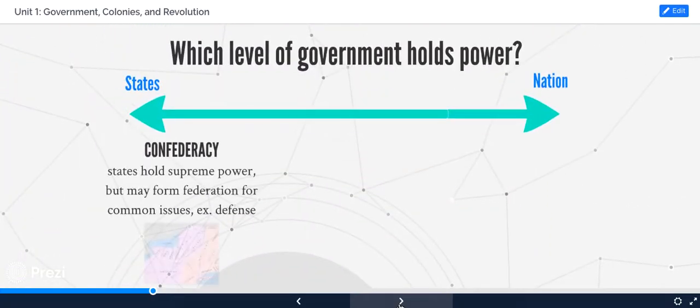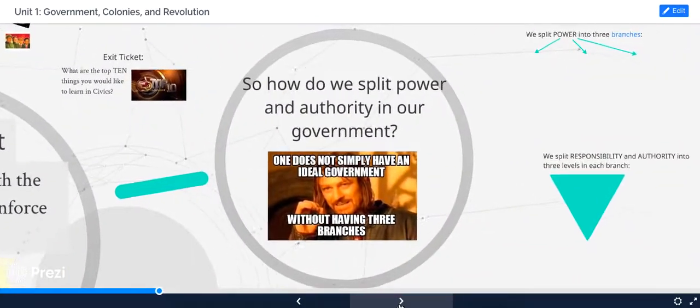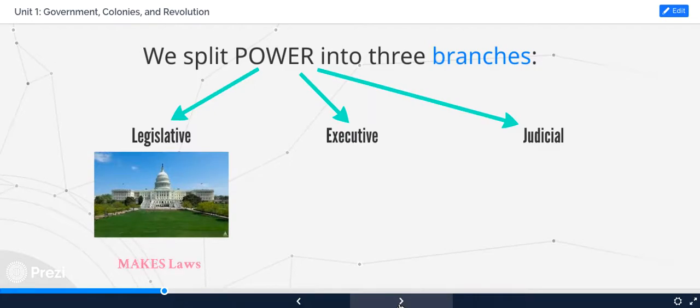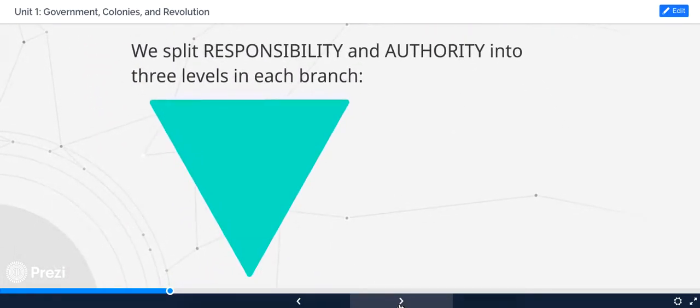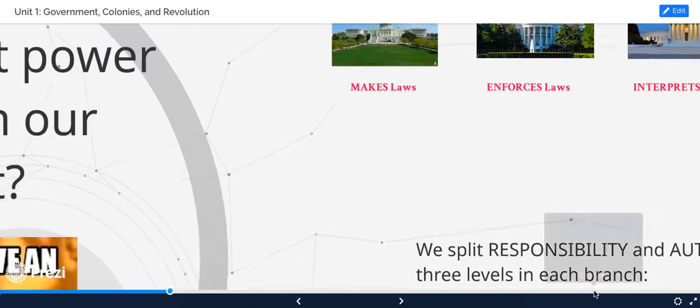We're going to zoom past that for right now, but we are going to need to know that federalism is when national or federal and state governments share power. Okay, and remember we have 3 branches of government that are horizontal: legislative, executive, and judicial. And then we have 3 levels in each individual branch. So this little triangle with its 3 levels, federal, state, and local, will be up here.